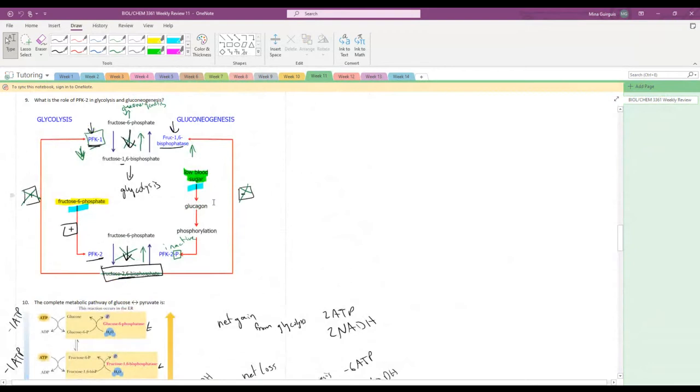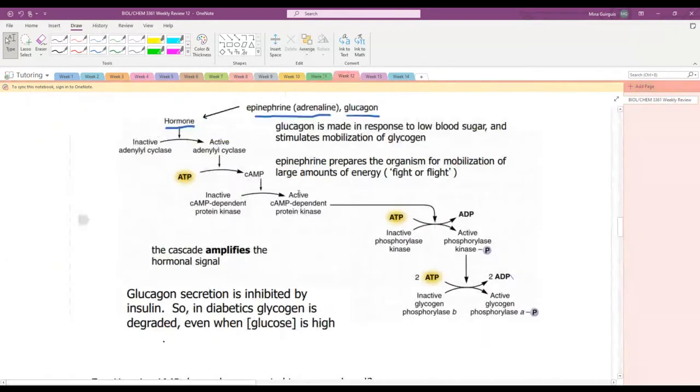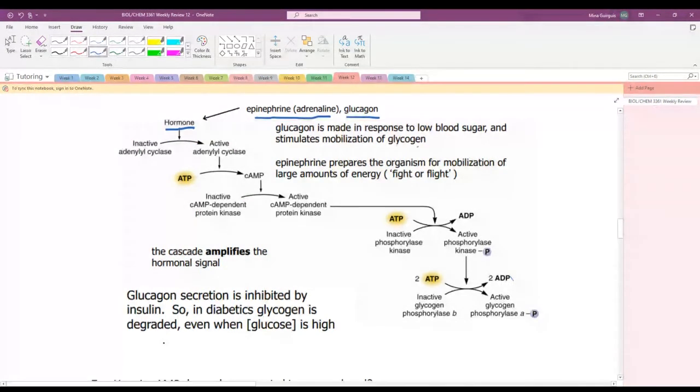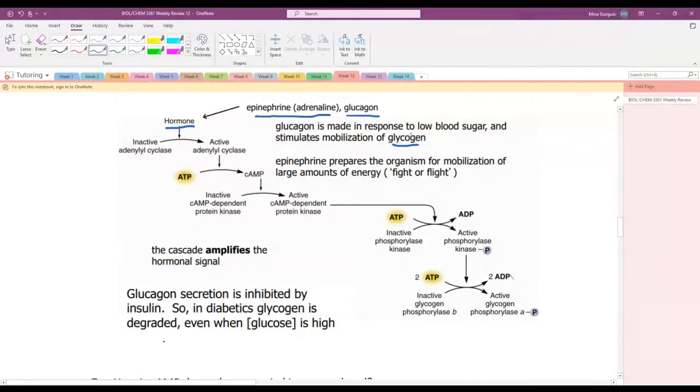So low blood sugar causes glucagon to be released. There we go. Okay, back to here. So glucagon is made in response to low blood sugar and stimulates the mobilization of glycogen. Okay, so glucagon is just kind of for your body's natural homeostasis. Epinephrine, adrenaline, you guys have heard of it before, of course, it triggers the fight or flight response. And so we need energy in order to have that response.